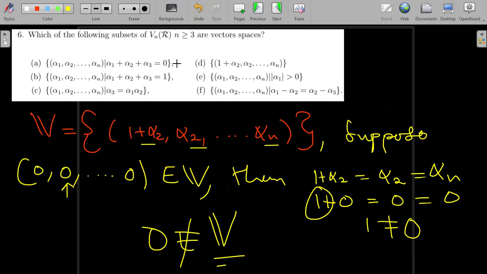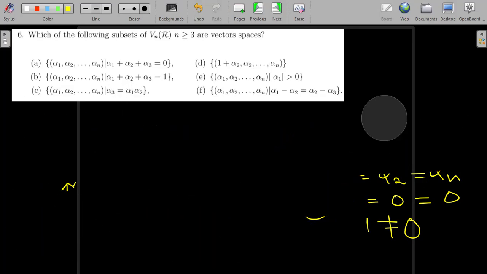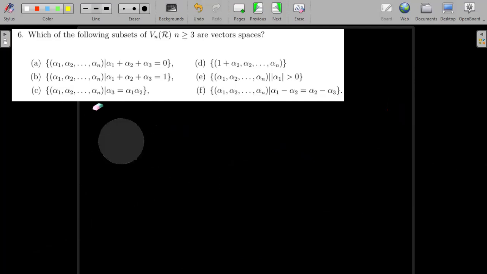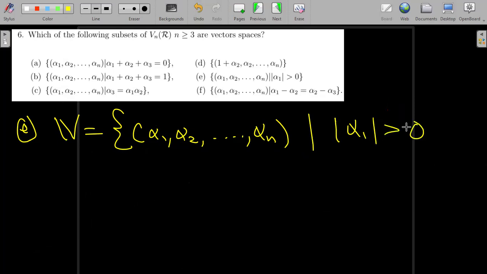All right, so that one won't be a vector space, and then let's try to check E. Let V be equal to (alpha 1, alpha 2, ..., alpha n) such that the modulus of alpha 1 is greater than 0. Okay, so let's try to prove this one.